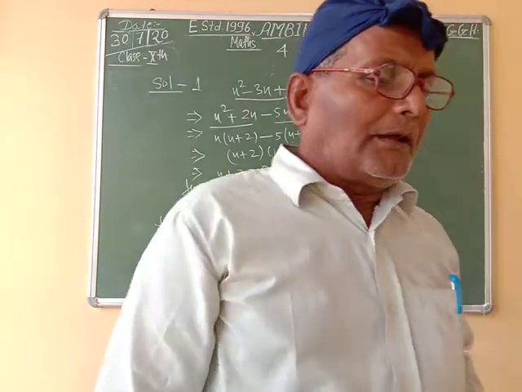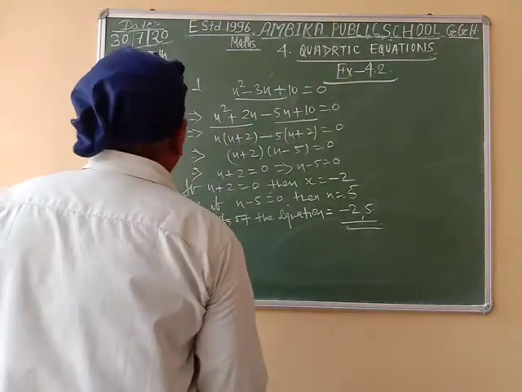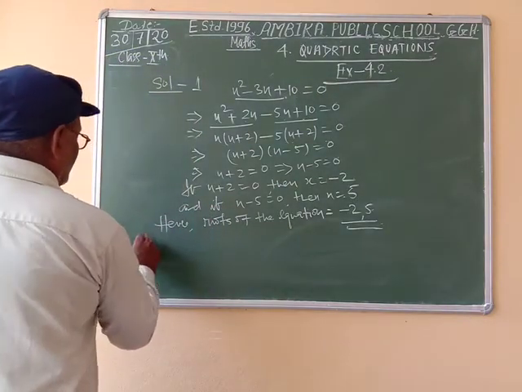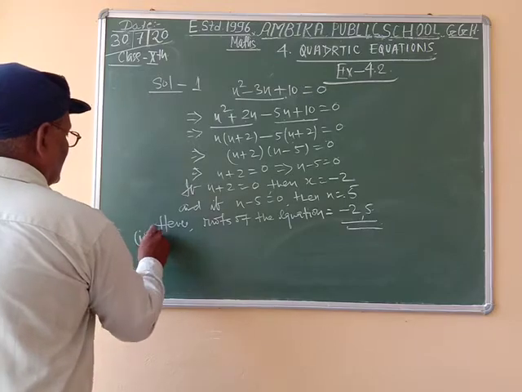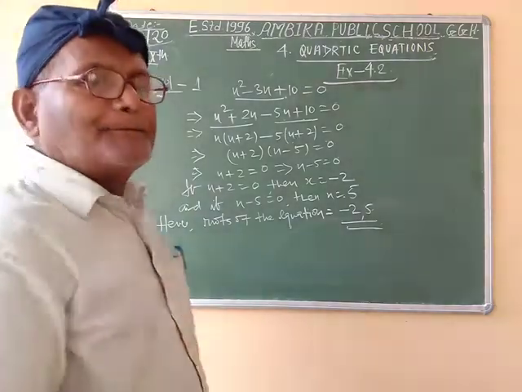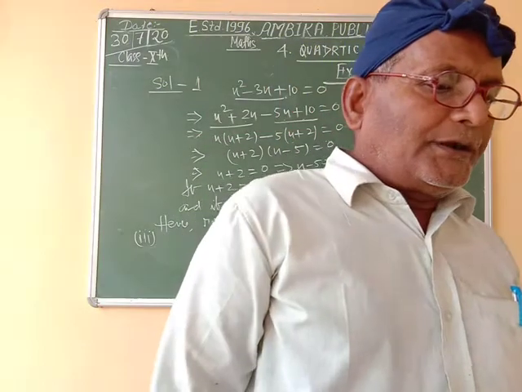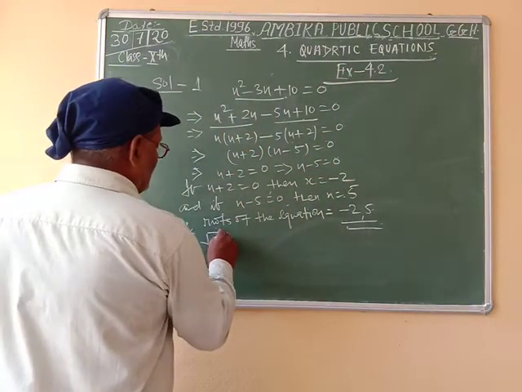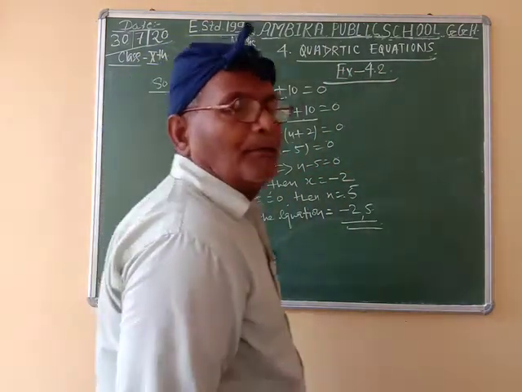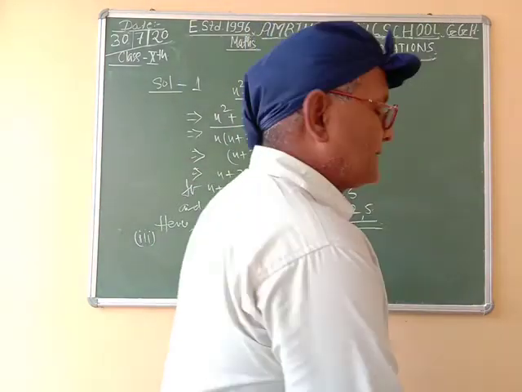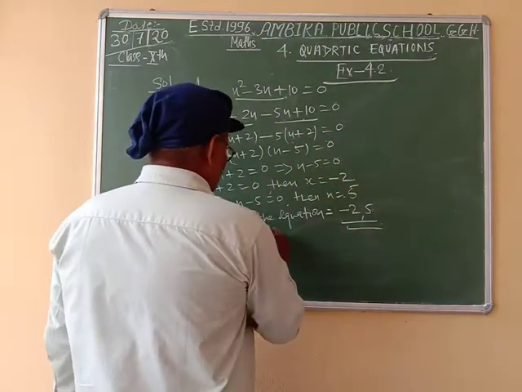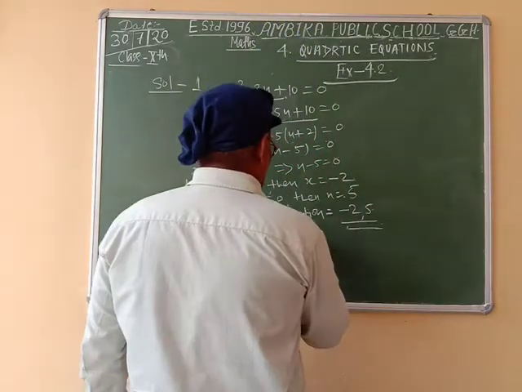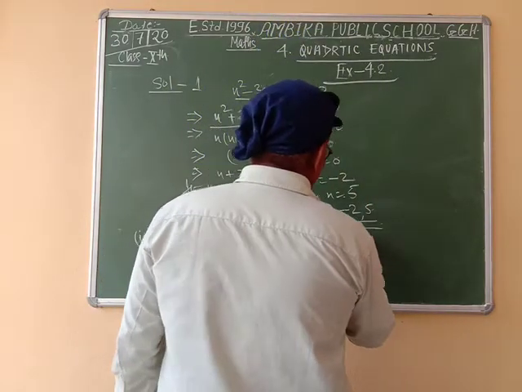Another, question number 3, part 1. Root 2 x square plus 7x plus 5 root 2 is equal to 0. We have to find the roots of the equation.